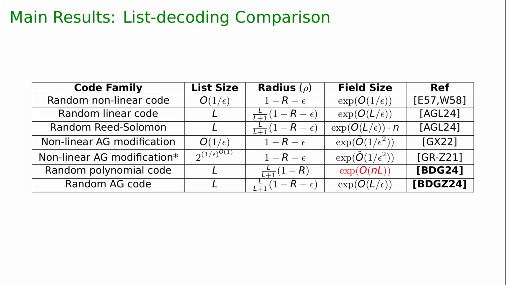Our main results are, for a random polynomial code, you can achieve capacity, however you need an exponentially large field. But for random AG codes, we're able to reduce the size to a constant size while maintaining the linearity of the code.